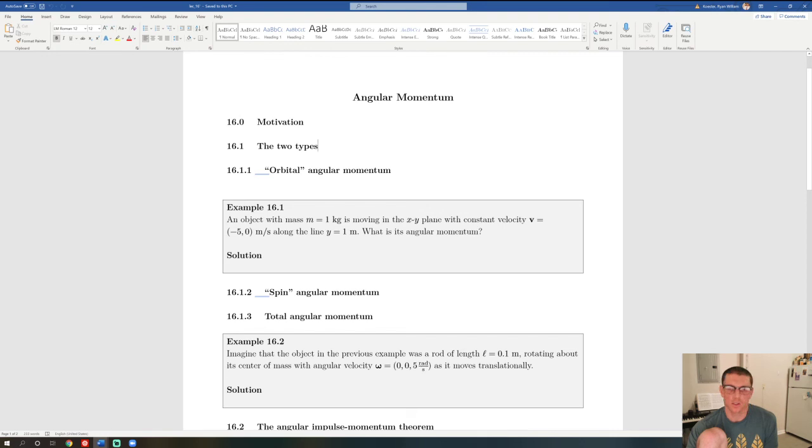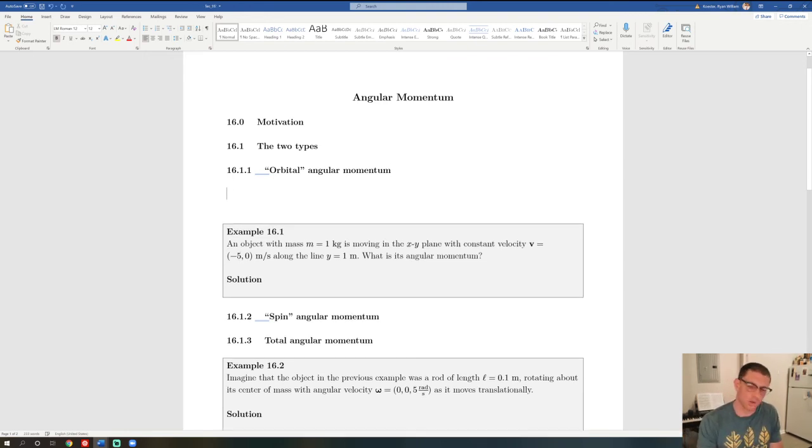The first thing to say is that there are two types of angular momentum, okay? You could call them orbital and spin angular momentum. I don't know that this is a common convention. I know this is done in quantum mechanics a lot, but as far as classical mechanics goes, I don't really know that this distinction is made very often. But I think it's a useful one. So let me just define this for you.